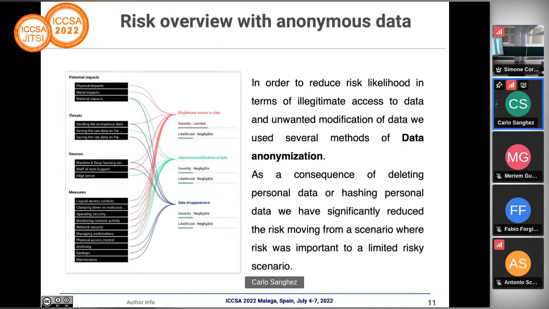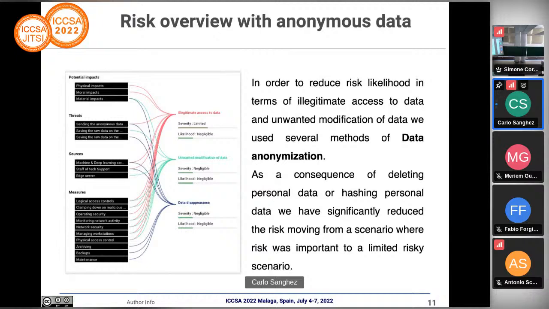One ARM Linux server that collects personal data, the same number of radio devices, the same number of routers, the same version of operating system firmware, et cetera. But in this case, because we switched from raw data set to anonymous data set, the tool from the data protection impact assessment shows us a better situation. Now we must care about the illegal access to data because the severity of risk is limited. It is low, but the probability or the likelihood of the event is very, very low.